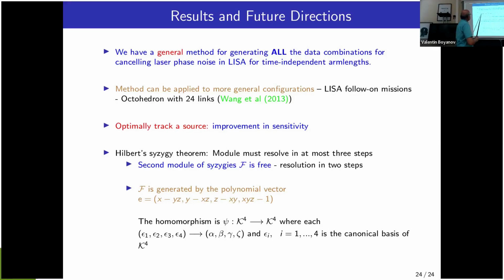These are follow-on missions. There is a much more complicated set with octahedron. Okay. And there are 24 links to this thing. Instead of 3 links or 6 links of Lisa. And they have shown this thing. Optimally track a source. You can optimally track a source using this thing. So you can improve the sensitivity of Lisa by doing this.